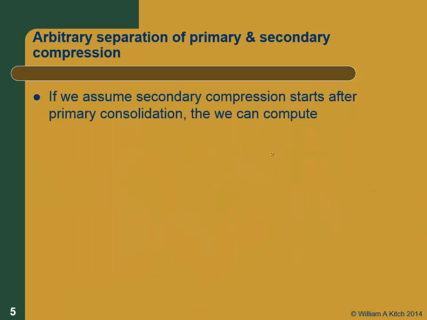And we discussed what C sub alpha was. And then this is how we calculate secondary compression. But again, this assumes that all the secondary compression doesn't start until after primary. And I'll briefly discuss the two questions I had about calculating this t sub p.